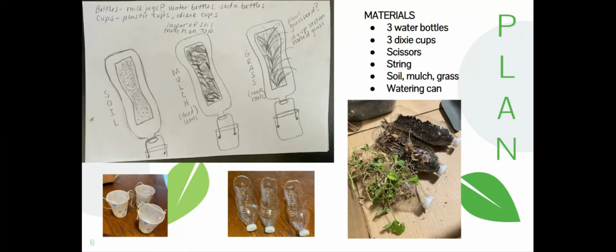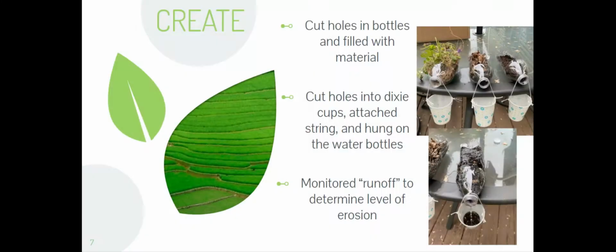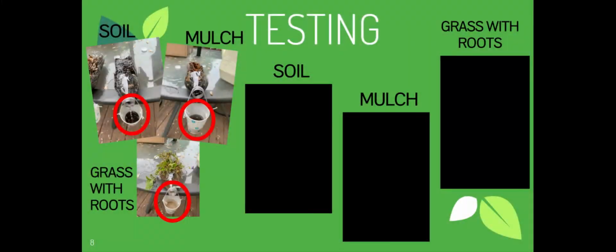So I decided to work on creating my models using that imagine step, and planned out the process with a sketch, understanding what materials I was going to need, and collecting those up. I started by creating my bottles, cutting the holes, filling them with the materials that were given to us in the activity, and then attaching the Dixie cups with the string. I was then able to begin monitoring the runoff and determining the level of erosion that was occurring within these different types of land coverings.